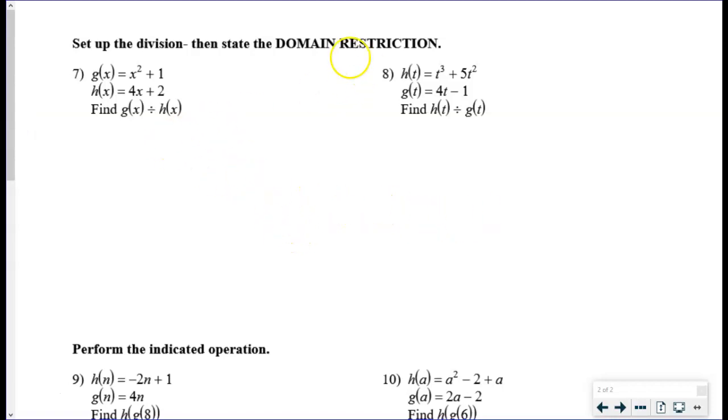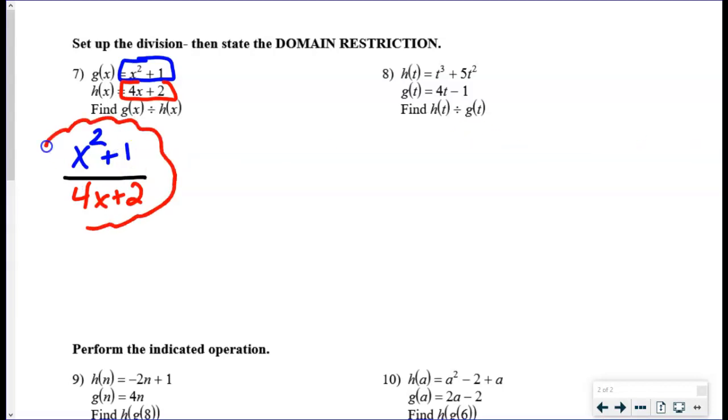All right, take a look at number 7. A lot of kids weren't sure what to do with the domain restriction. So g divided by h is not really that exciting. You take function g and throw it into the numerator, and you indicate division by creating a fraction. So g divided by h would look like this. There's no simplifying to do here, so this is the answer of g divided by h.